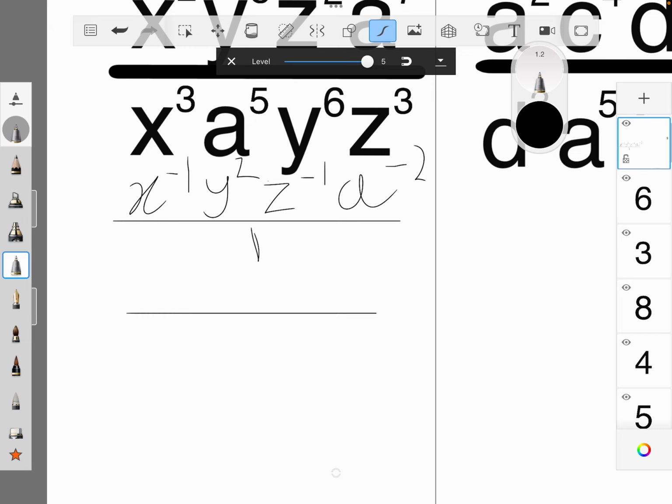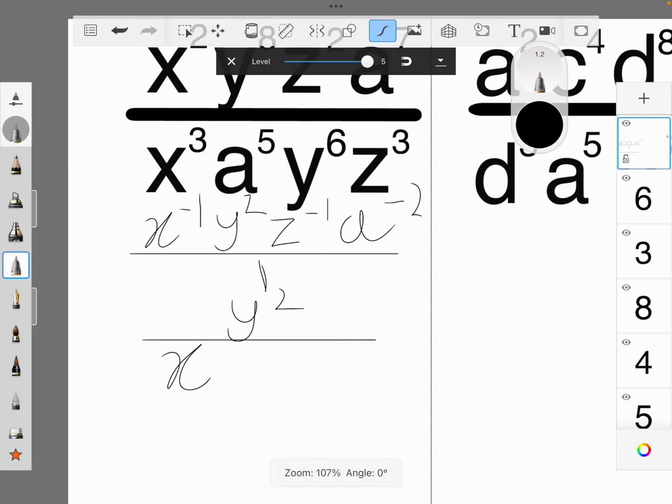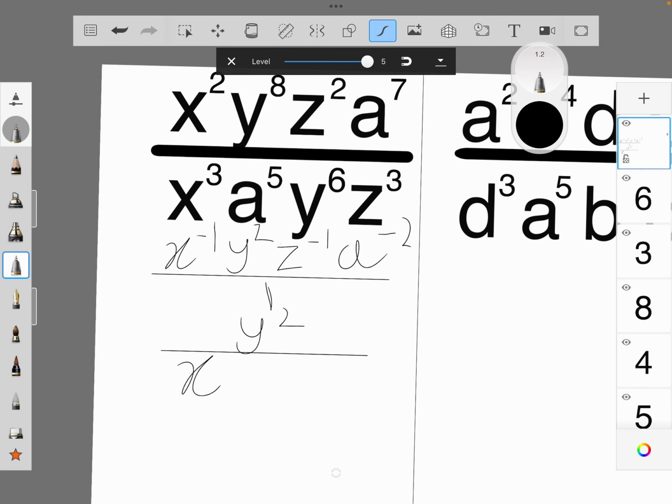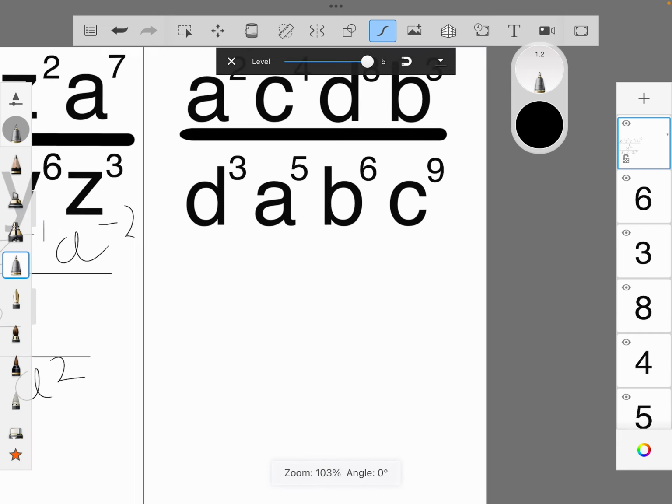So, for example, x to the power of negative 1 will just become x in the denominator. y to the power of 2 will just stay the same. z to the power of negative 1 will be z in the denominator. And a to the power of negative 2 will just be a to the power of 2 in the denominator. Okay, now that we're done with that, let's move on to a second problem.